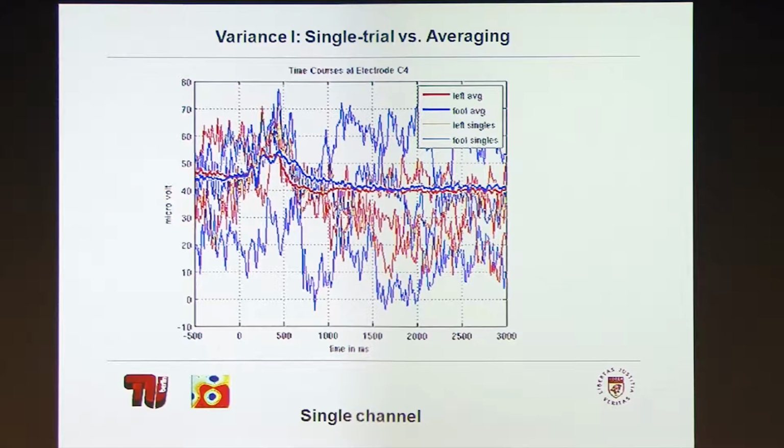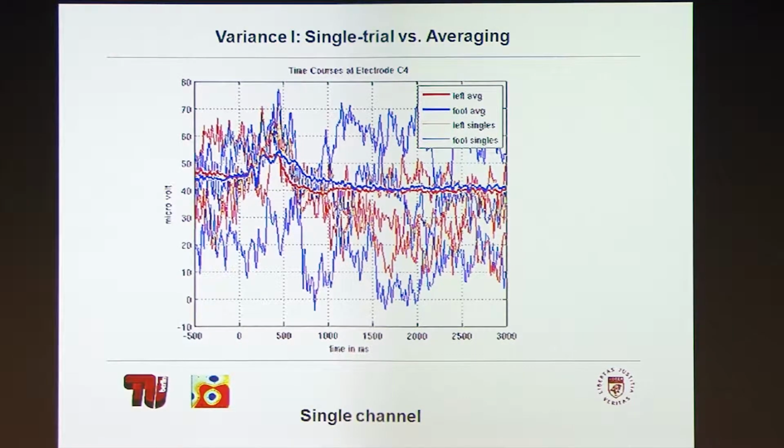The not so solid curves are single trials. So you imagine left, and you do it again, and you do it again, and this has considerable variance, as you see. So in the case of a brain-computer interface, you cannot do what usually is done in neuroscience, which is you average over many trials. You have to do the decoding on a single trial basis. Otherwise it would be terribly slow.